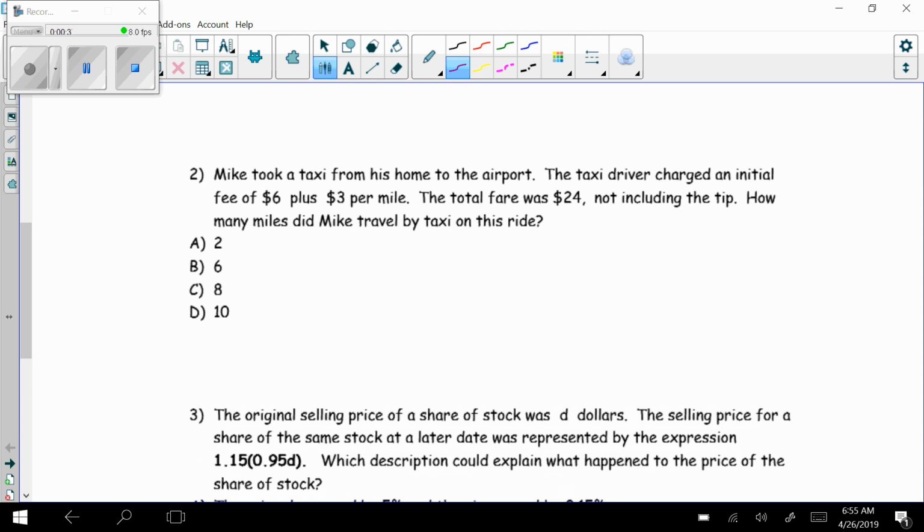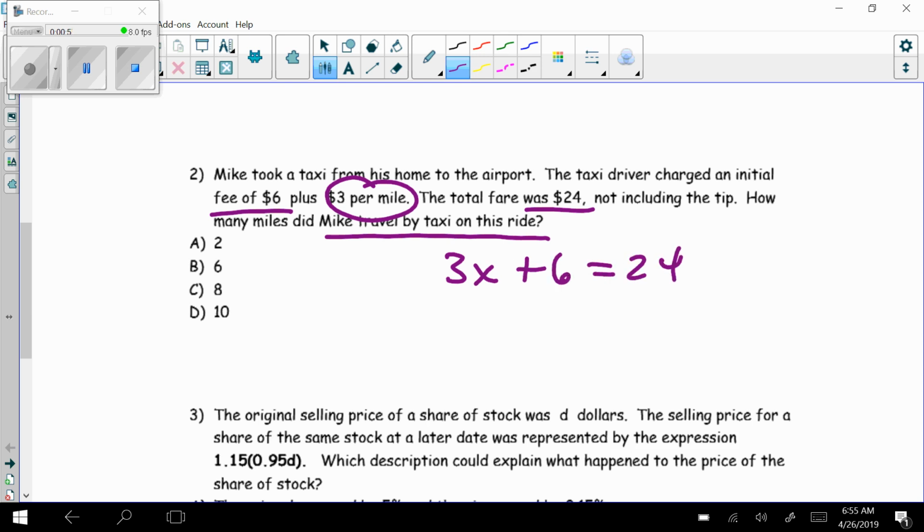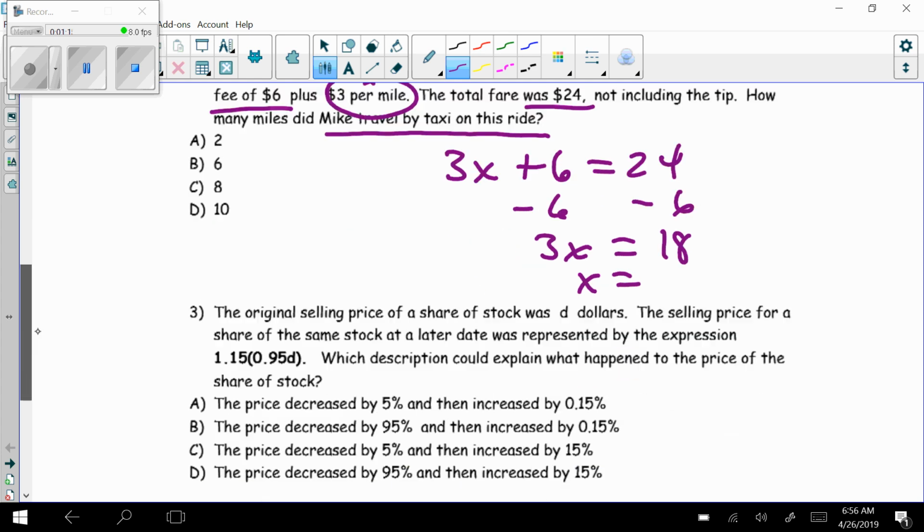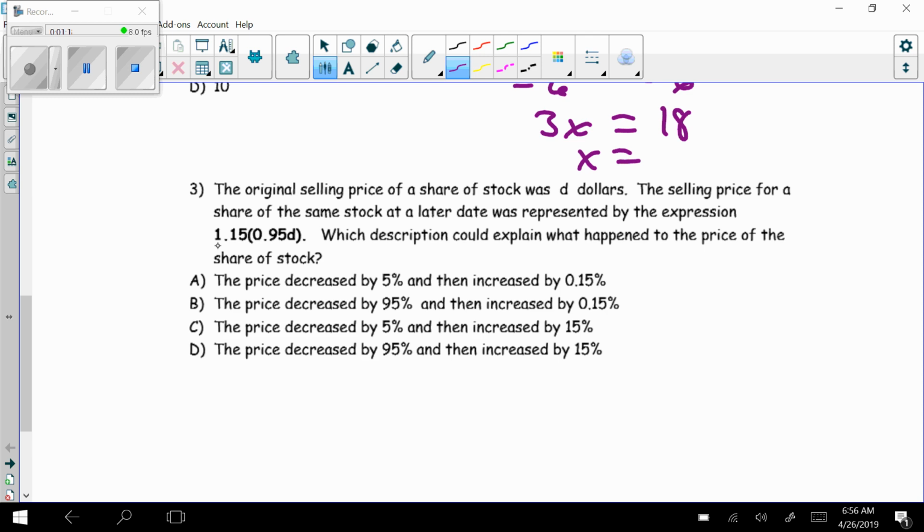Number 2, how many miles did Mike travel by taxi to take his ride? Paid $6 initial fee and then $3 per mile. Okay, this is one of those equation problems where the total fare was 24. Want to find the number of miles, so 3x plus 6 is 24. And then solve from there. Subtract 6. 3x equals 18, and x equals. You didn't have to set up the equation to solve this one, though, if you could figure it out the other way.